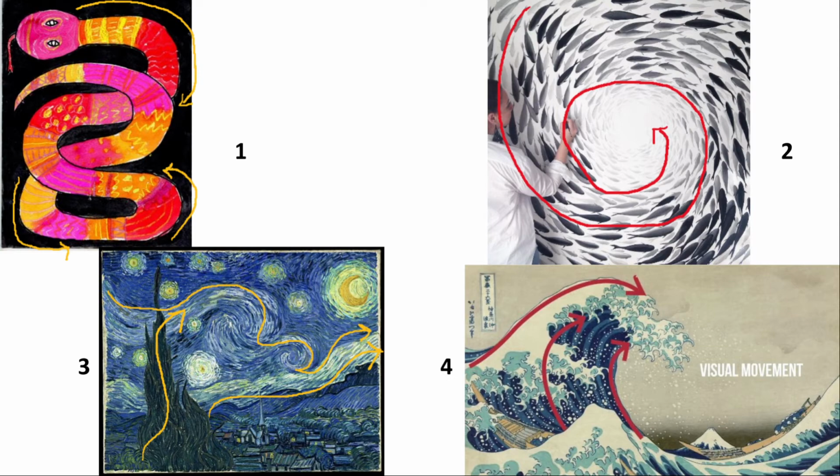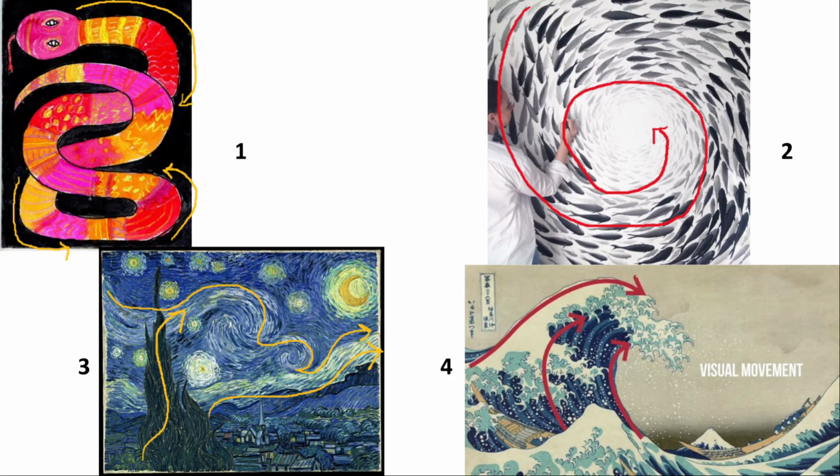Image number 2, this woman, this artist, wanted to grab your eyes from the outside, from the very edge of the image, and your eyes follow the path that the fish make. So you start on the top and you follow where their heads go, and it kind of goes down into a spiral into the center of the image.